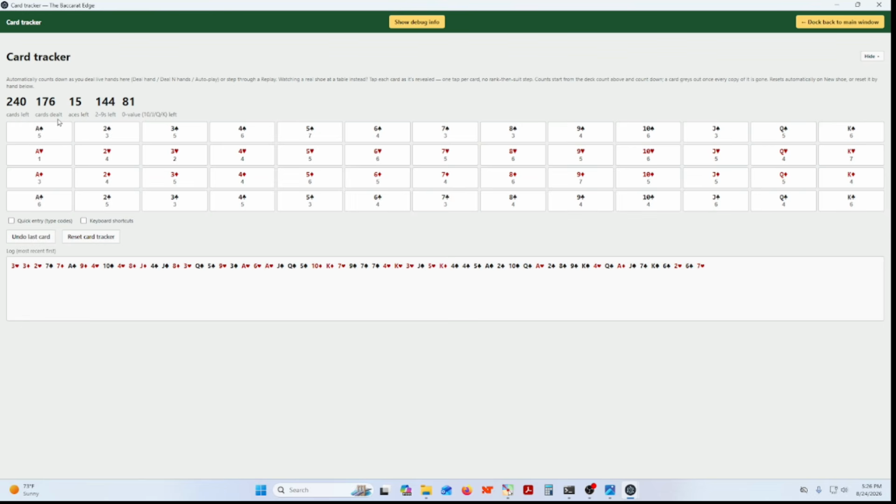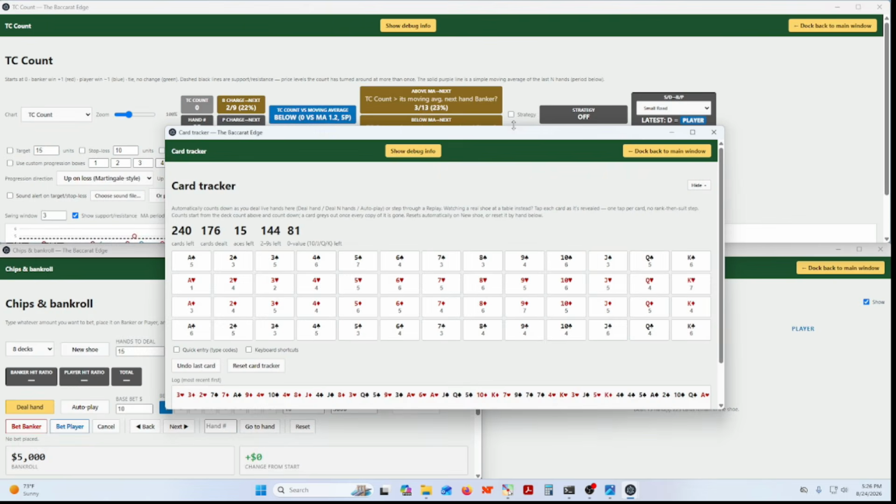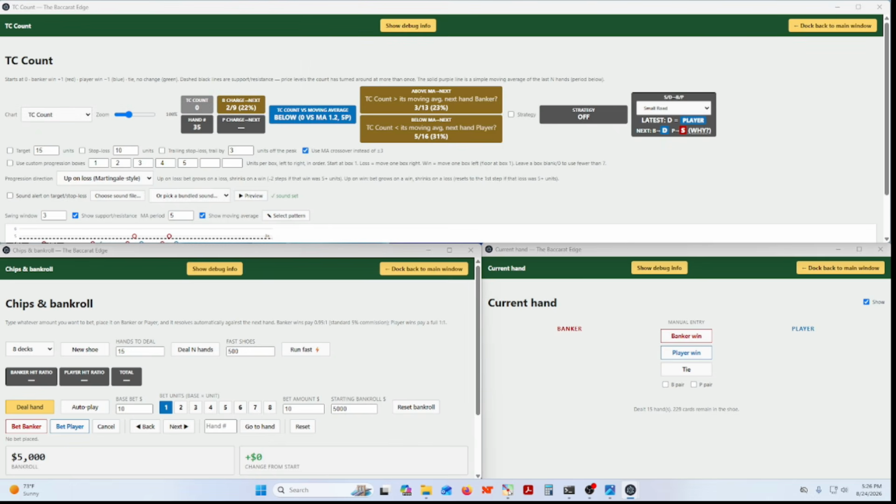176 cards dealt. So 176 cards have been played out. Aces left, 15. 2 through 9s, 144. And 10 value cards, 81. Okay? That's what the card tracker is telling you.